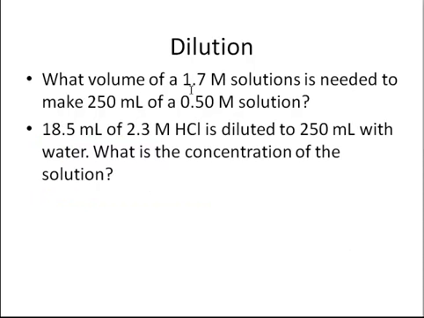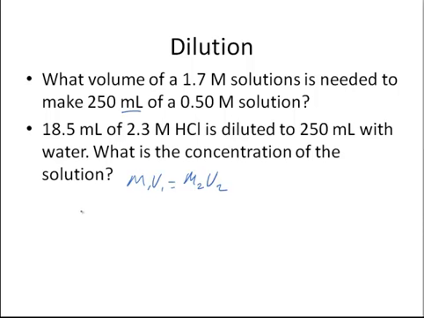What volume of 1.7 molar solution is needed to make 250 mils of 0.5 molar? Okay, so again, the formula we're using is M1V1 equals M2V2. Now, I'm going to use the 250. I'm not going to switch this to liters. I mean, we could, but that's just doing more work because I'm going to get an answer in milliliters, and I want an answer in milliliters.